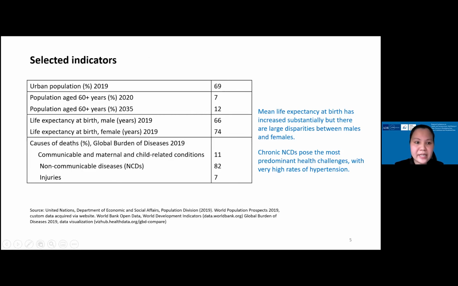Just a few selected indicators. The urban population, as I mentioned, is almost 70% in Mongolia. The life expectancy at birth has increased substantially over the years, but there's still a large gap between males, which is 66 years, and females, which is 74 years. Currently, about 7% of Mongolians are aged 60 years and older, and within the next 15 years, this number would almost double to 12%. With regard to causes of death, chronic non-communicable diseases are the largest burden of disease within the country, in particular the very high rates of hypertension.